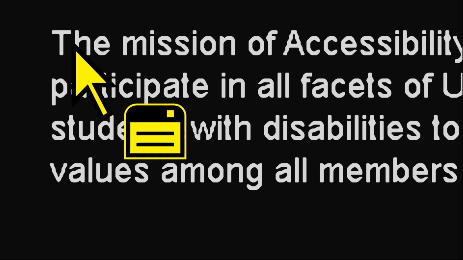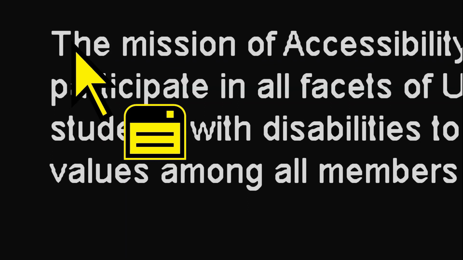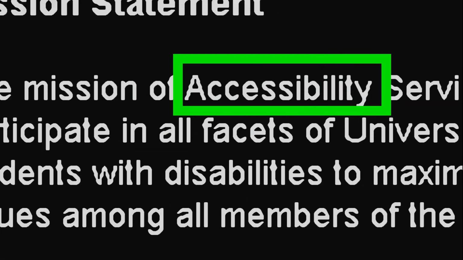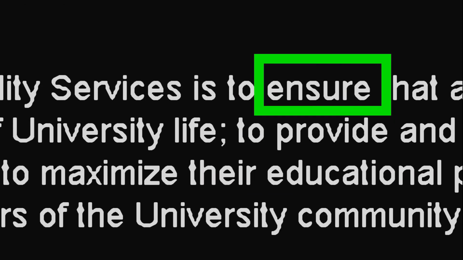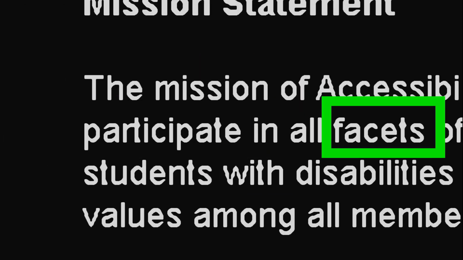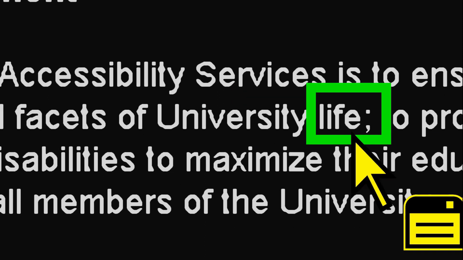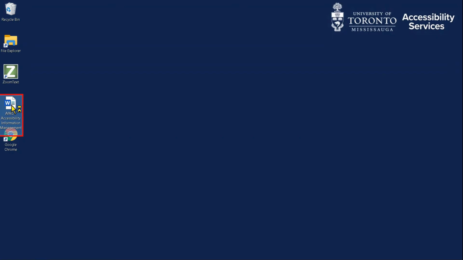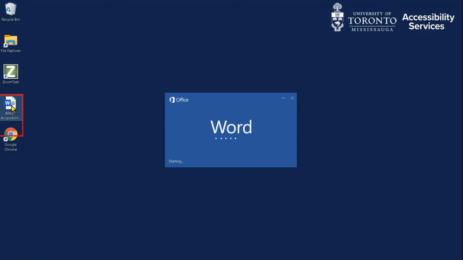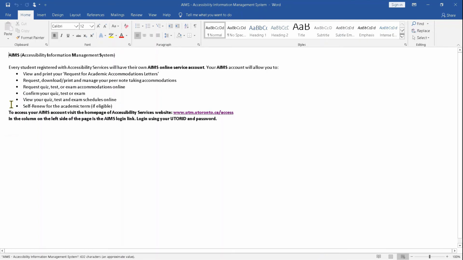Color enhancements enabled. Press Enter or double-click on the word where you want to start or resume reading. The mission of accessibility services is to ensure that all students with disabilities can freely and actively participate in all facets of university life. To exit App Reader, right-click or press Escape. Aims, Accessibility Information Management System list item. Window Aims, Accessibility Information Management System, Word.